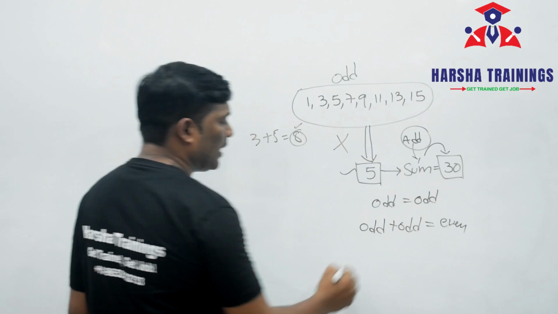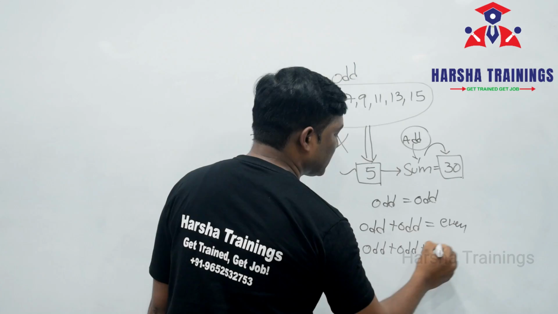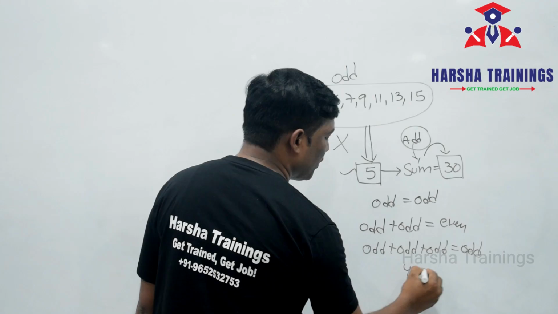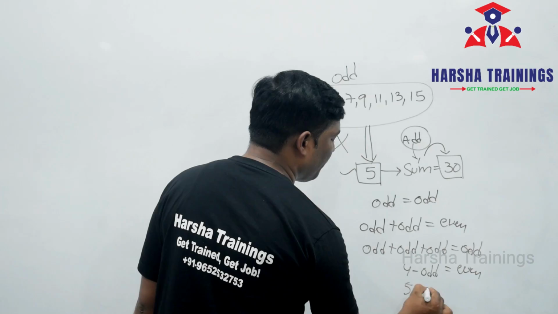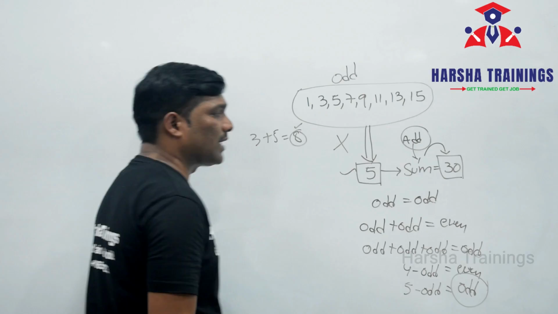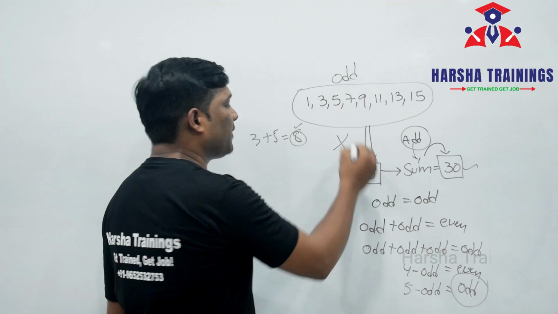Next, same like this, guys. Three odd numbers, the sum is an odd number, right? Four odd numbers, the sum is an even number. Coming to 5 odd numbers, the sum is an odd number. But 30 is an even number. That's why it is a stupid question.